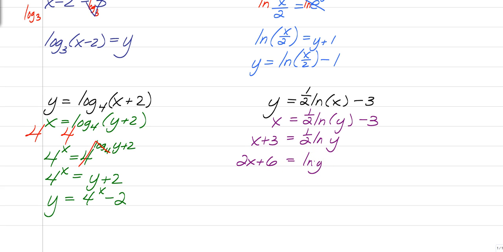And last step, how do you get rid of a natural log? Remember, the inverse of natural log is e. So e raised to the ln will cancel, which means e to the 2x plus 6 is what you're going to have on the other side. So, final answer, y is equal to e raised to the 2x plus 6.